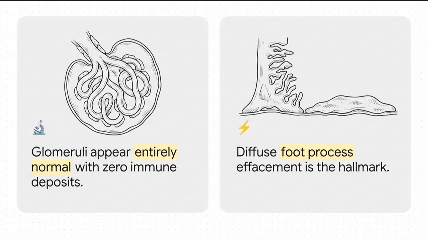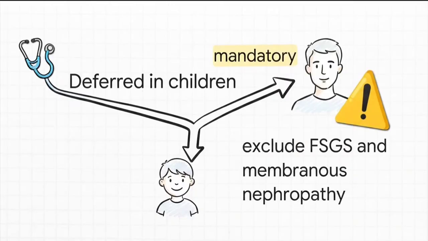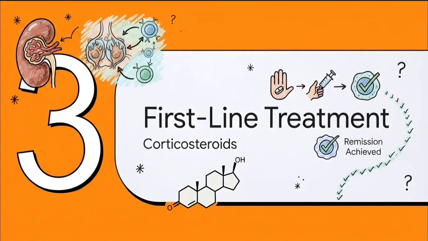This stark contrast between completely normal light microscopy and dramatic electron microscopy findings, that's the absolute diagnostic hallmark of this disease. Now, because the presentation in kids is overwhelmingly likely to be MCD, standard of care dictates that a renal biopsy is actually deferred in classic childhood cases. You basically just go straight to empiric treatment. But in adults, the protocol is strictly different. A biopsy is absolutely mandatory for adult patients presenting with nephrotic syndrome. We have to definitively rule out heavier hitting pathologies like focal segmental glomerulosclerosis, membranous nephropathy, or even secondary causes like NSAID toxicity or lymphoma.